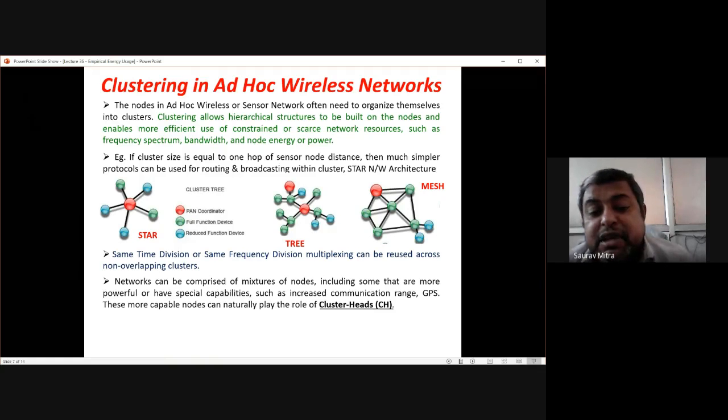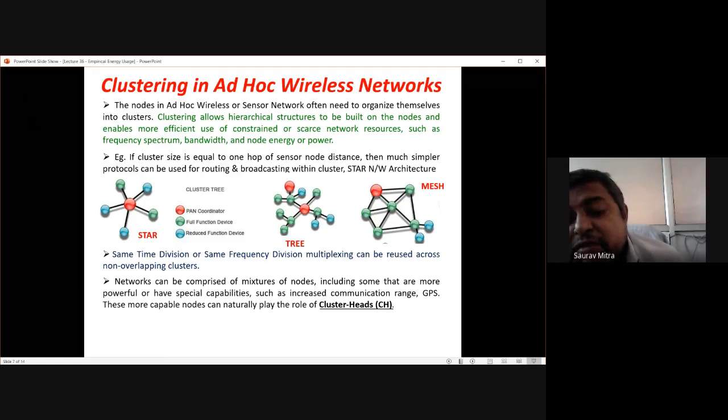At the same time, time division multiplexing or frequency division multiplexing can be reused across non-overlapping clusters. That means whatever frequency we are using in this cluster for frequency division multiplexing, in another cluster the same frequency may be used for transmission. But within the same cluster, we cannot use the same frequency. So there is no overlap in this cluster, but yes, overlap is there in this cluster.